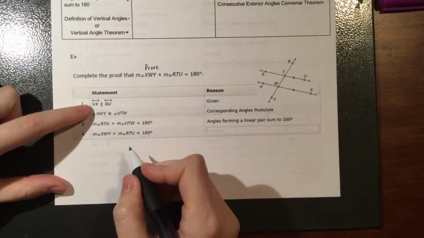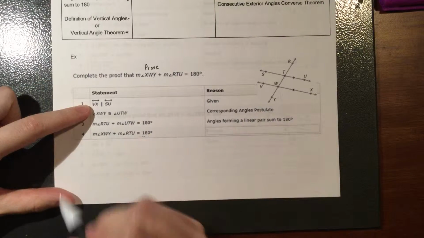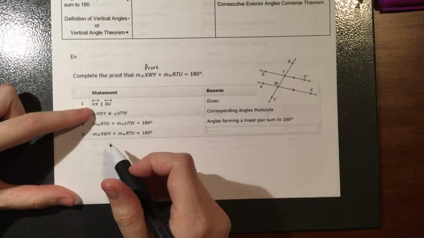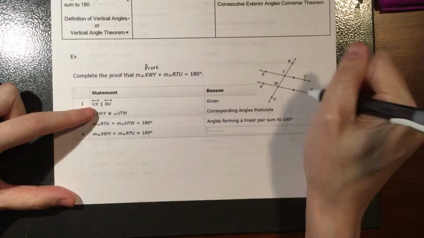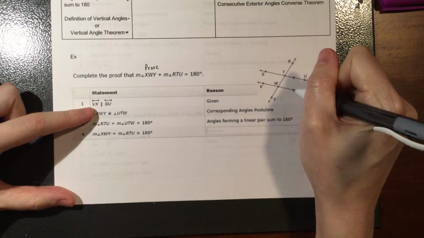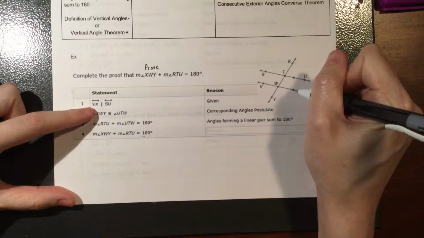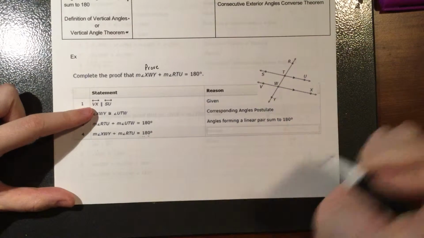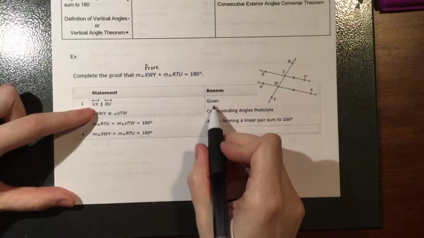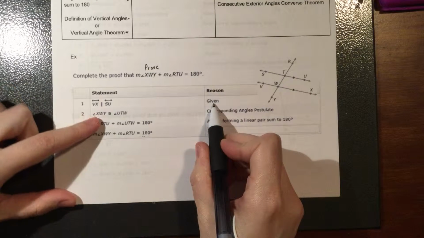So I like to look at what they give me to start with and then look at where I'm going. So to start with, they want me to show that line VX is parallel to SU. And they showed that in the picture with those little arrows right there. So I don't need to put any marks in it, but I always like to double check. Okay, so that's our given. That's where we're starting, okay?